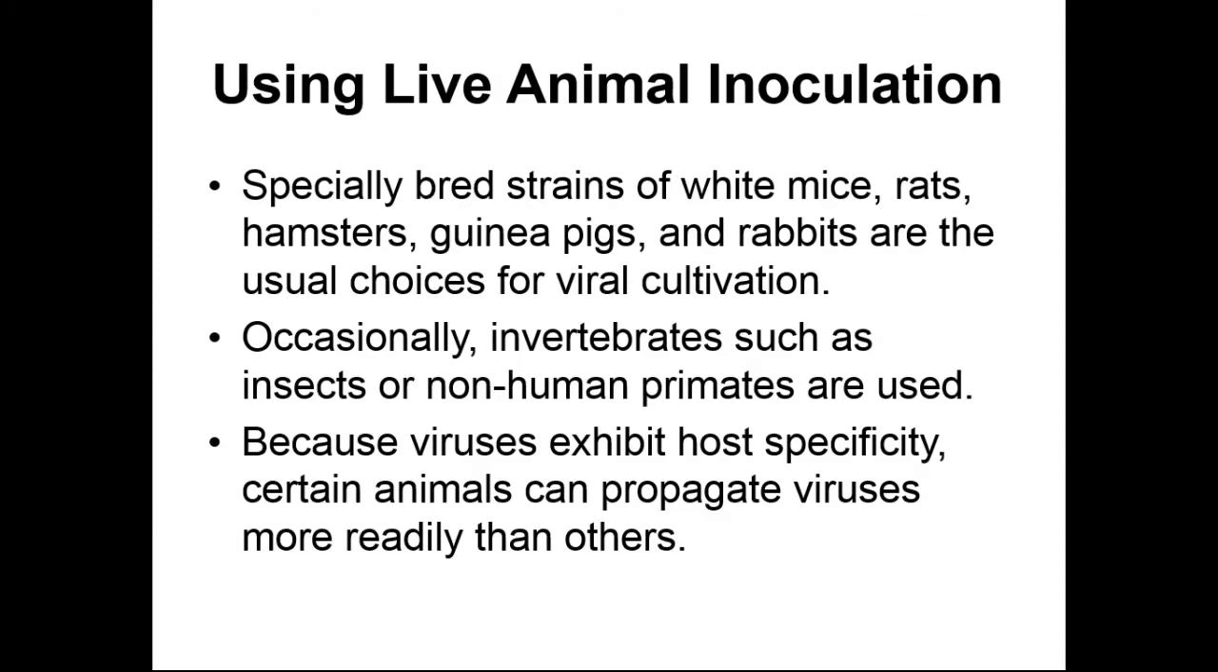If we use a live animal or an in vivo technique, we are going to use a specially bred strain of lab animals. So we'll have some white mice, some lab rats, hamsters, guinea pigs, rabbits are going to be the usual choice for our live animal cultivation. Every once in a while we'll use an invertebrate, such as an insect, or a non-human primate. The non-human primates are rarely used, generally speaking, because they are so expensive to maintain in a laboratory setting, and there's a lot of regulatory and ethics paperwork that needs to be filled out with the use of primate studies.